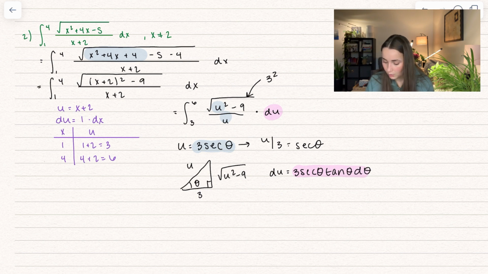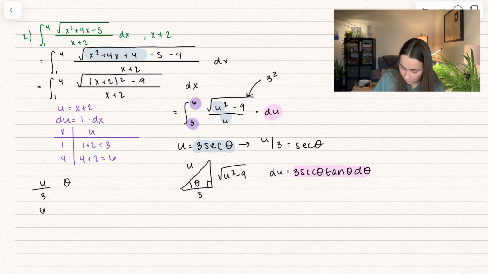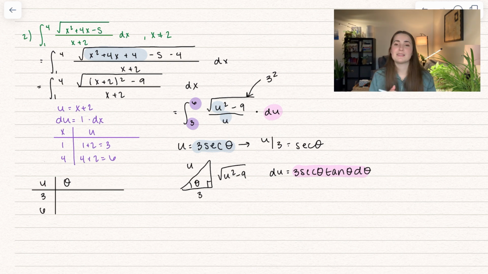And notice here there's one more thing we have to change, which is the bounds. So let's go ahead and set up that chart. I'm going to do it over here. We have our u bounds, which are 3 and 6, and we want to find our new bounds for theta, right? Because we're changing our variable of integration. That means we want to change our bounds of integration as well.